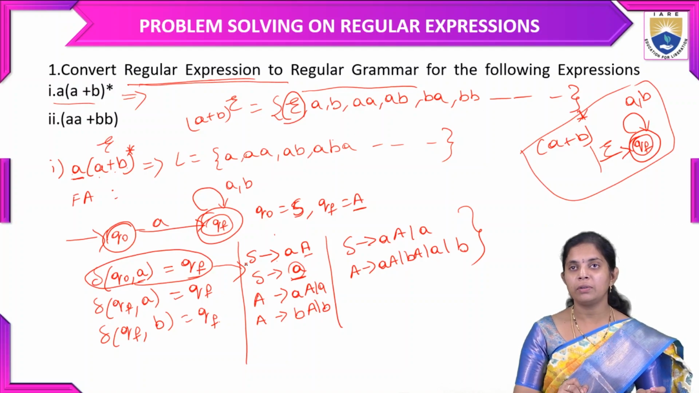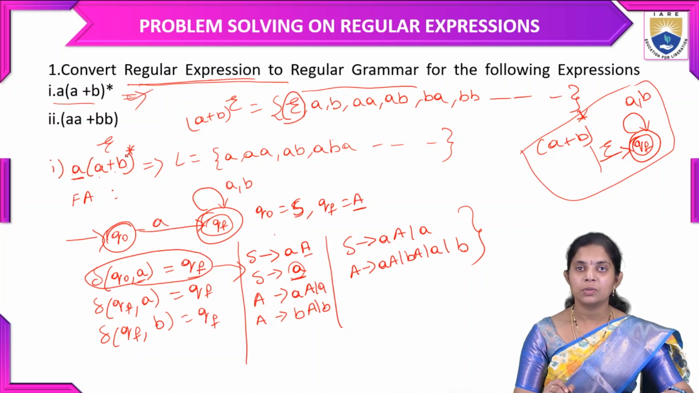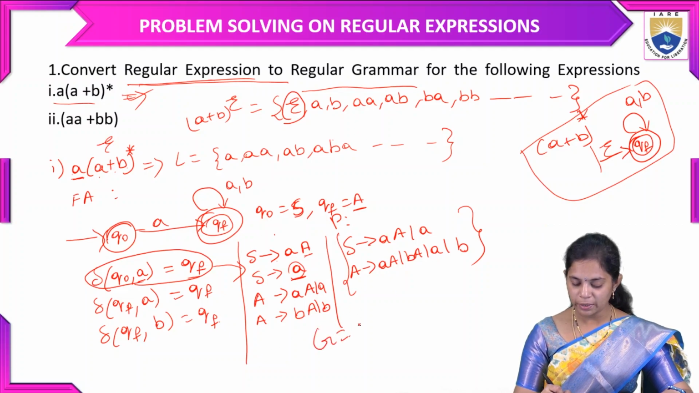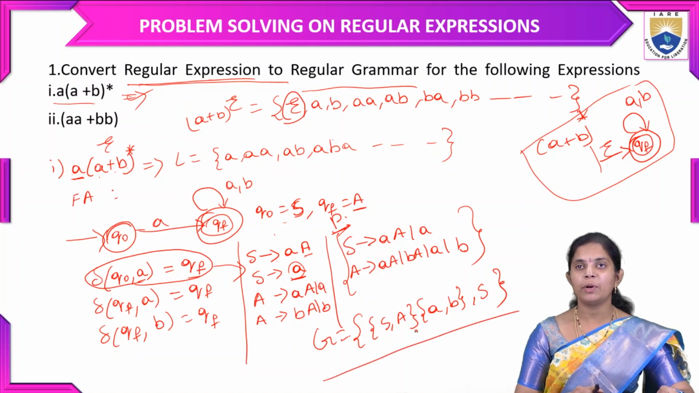So this is about the first one, (a plus b) whole star. So here this is the regular grammar. These are the production rules, and if you want to write all the grammar together, we will write V is equal to S comma A, and T is equal to a comma b, and these are the productions, and S is the start symbol. So with this we can say that the grammar of this regular expression is this one.